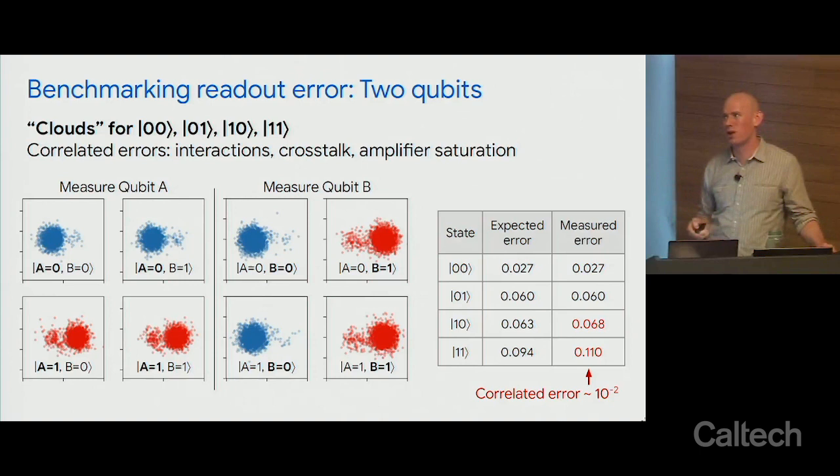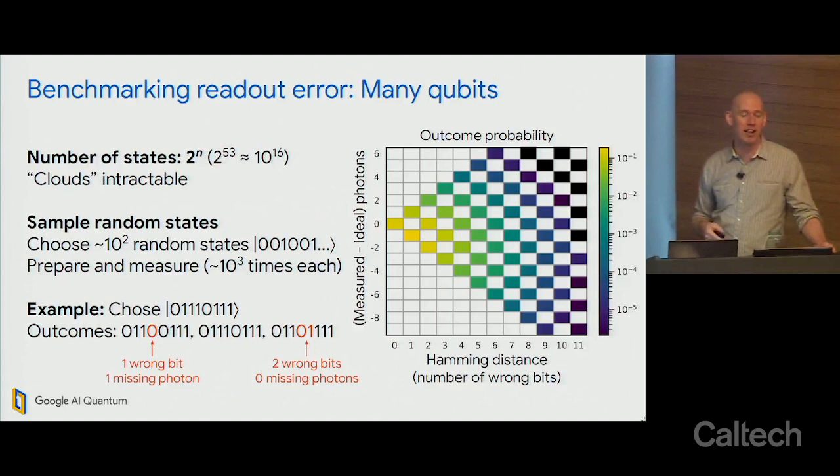We already have eight plots we're looking at here, and this is going to get out of hand quite quickly if we're trying to benchmark a full system of, say, 53 qubits. In fact, 2 to the 53 is about 10 to the 16 different states. So it's just not going to happen. We're not going to generalize the readout clouds experiment to this level. Instead, we're going to try sampling a random selection of those 10 to the 16 states, maybe a couple hundred of them. And for each of those states, we're going to repeatedly prepare and measure the state and record all of the bit strings that we come up with.